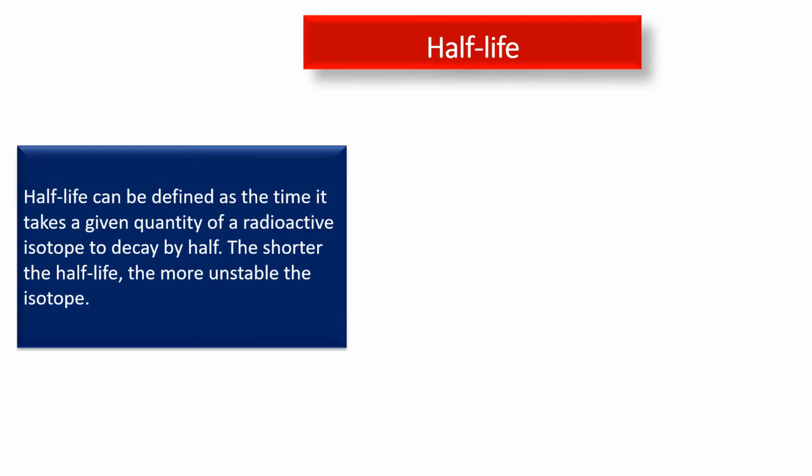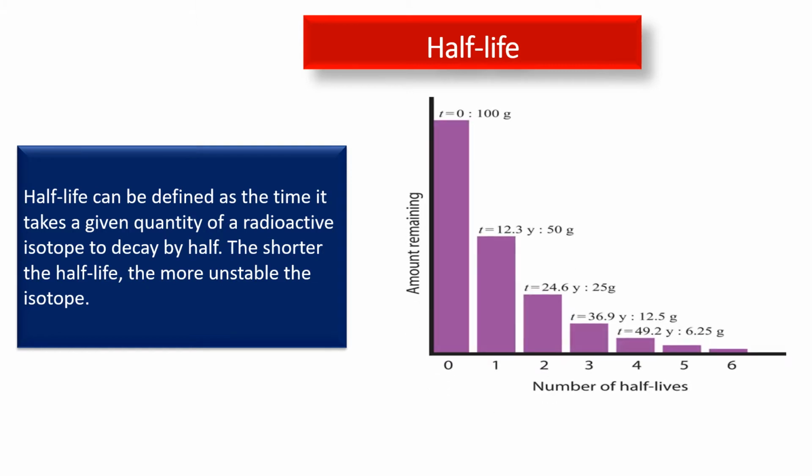Half-life can be defined as the time it takes a given radioactive element to decay by half. Let us consider this graph. The original mass of a given element is 100 grams. So the time it takes this mass to decay by half, which is 50 grams, is 12 minutes 30 seconds.